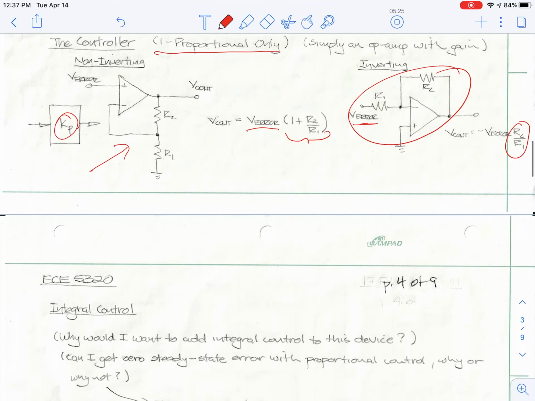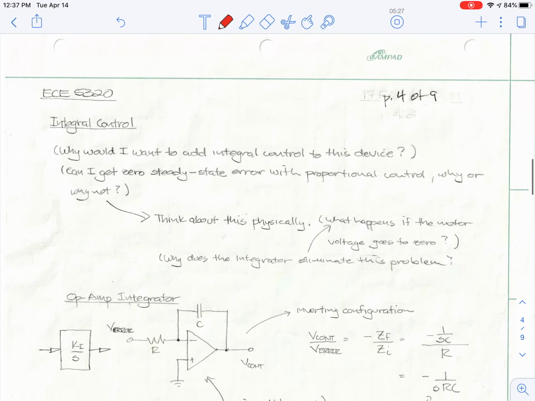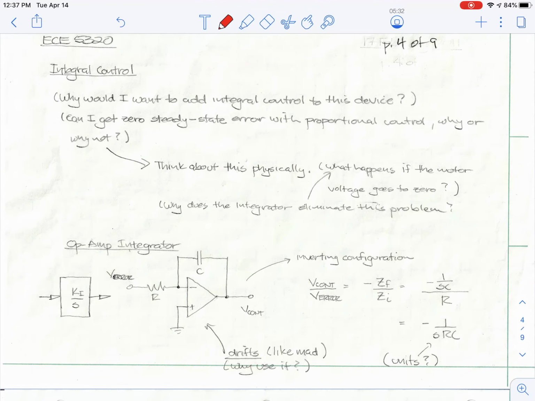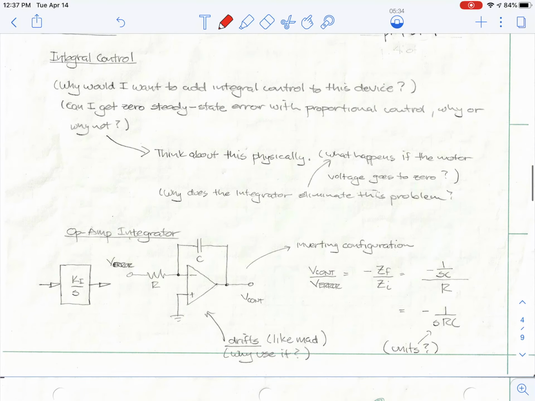It has uses. Okay, for integral control, if I want to add this, just kind of marching through a PID controller, I can put in an integrator. And so I've got some questions here. They're good for you to read through. Can I get zero steady state error with proportional control? For this system, I can't because I don't have a free integrator in it. And so adding the integrator would allow me to zero the steady state error.